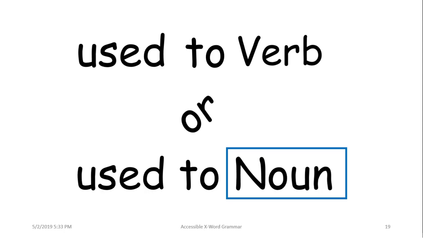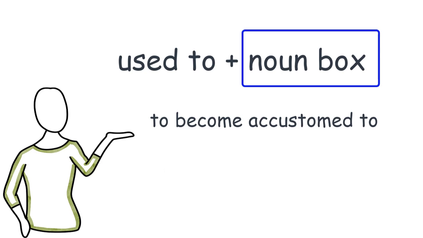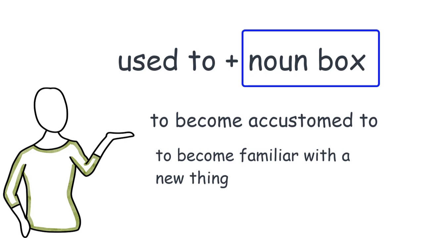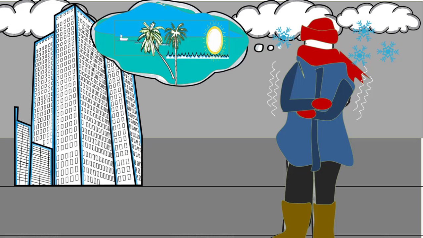Careful. If you see used to plus a noun box instead of a verb, used to has a different meaning. It means to become accustomed to or become familiar with a new thing. Brenda is from the Dominican Republic, where it is always warm. She will never get used to the weather in New York.